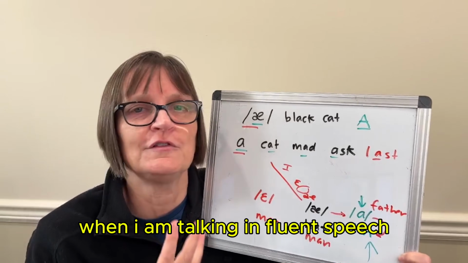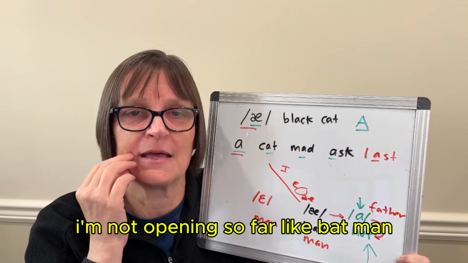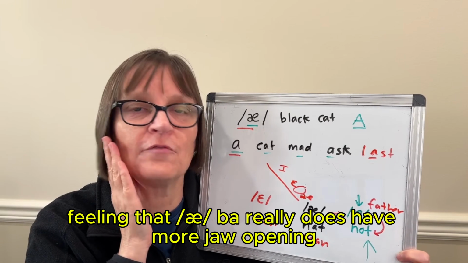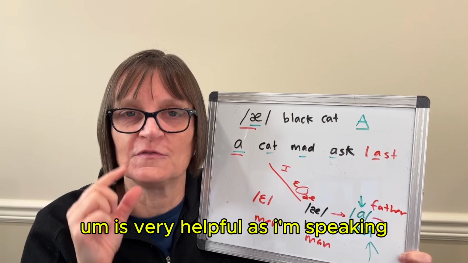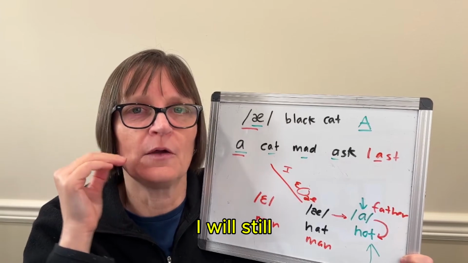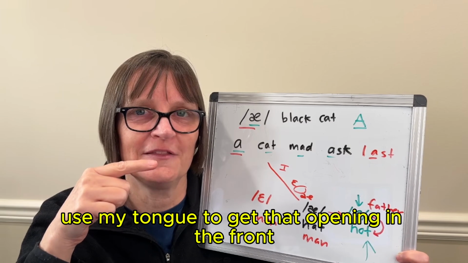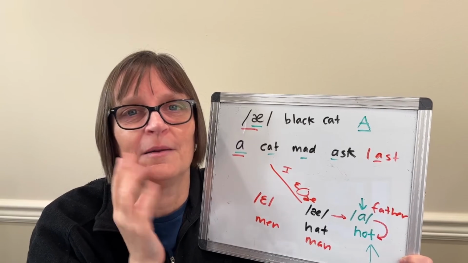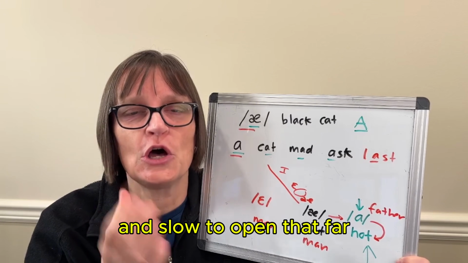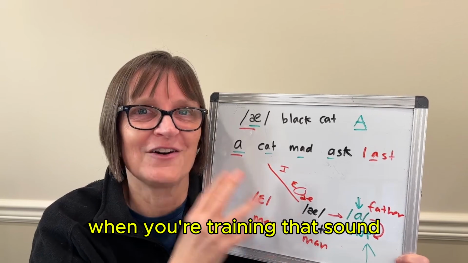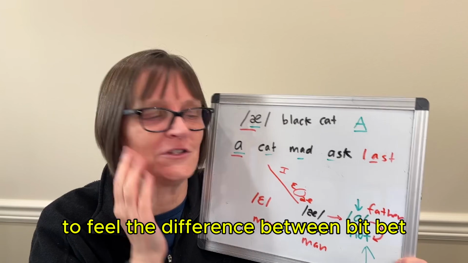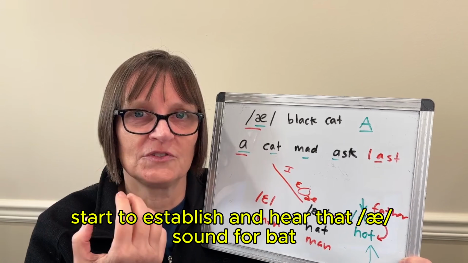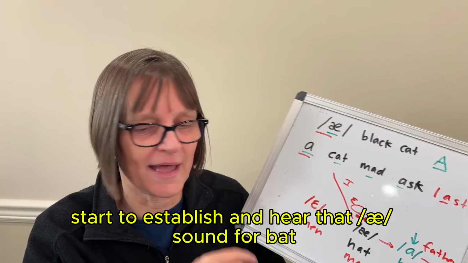When I am talking in fluent speech, I'm not opening so far like that, man, but as you're trying to establish this vowel, feeling that ba really does have more jaw opening is very helpful. As I'm speaking, I will still use my tongue to get that opening in the front, back of the tongue lifted, but I don't necessarily open my jaw really far because it would be difficult and slow to open that far. When you're training that sound, use whatever you need to feel the difference between bit, bet, bat. As you're speaking, start to establish and hear that A sound for bat.